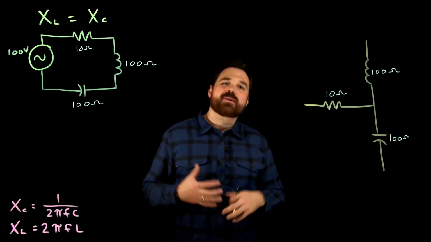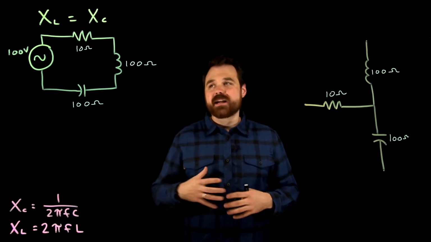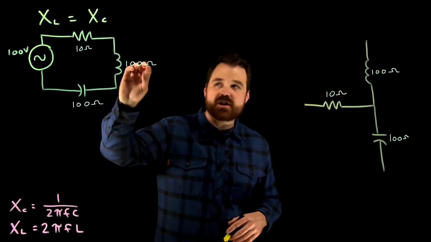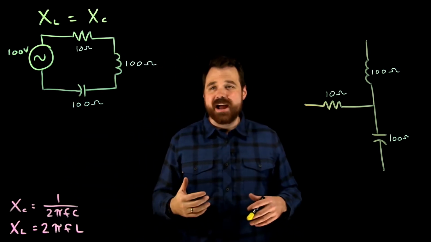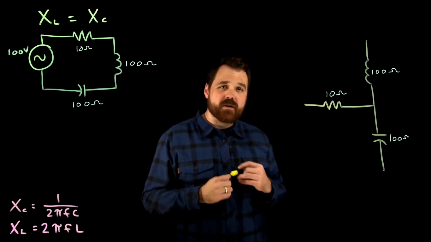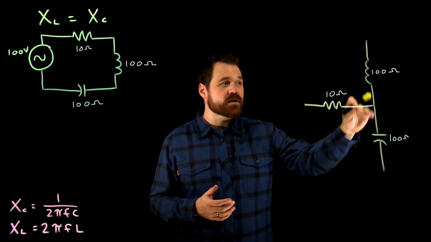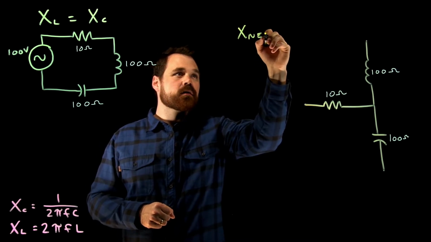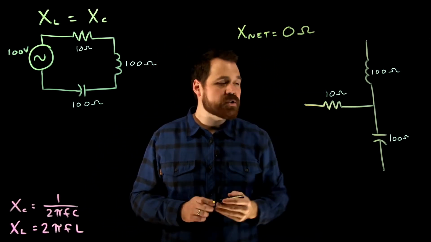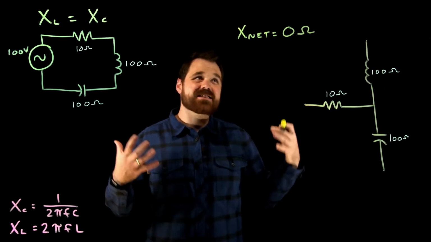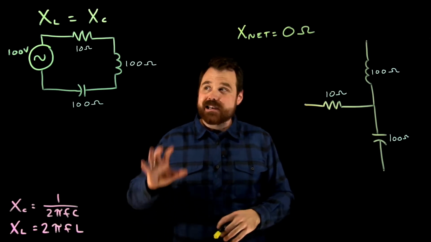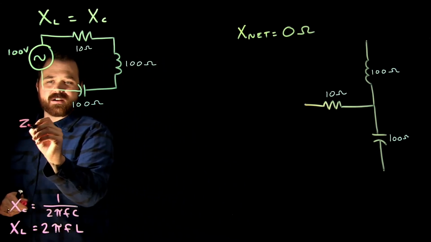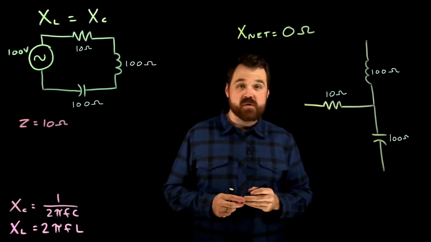Now what we know about XL and XC in series is they will actually cancel each other out. They're occurring 180 degrees apart. One of them is storing energy in the electromagnetic field, the other one's releasing from the electrostatic, and then vice versa. So they cancel each other out, which is gonna give us an X net of 0 ohms. So they 100% cancel each other out, right? Our X net is 0 ohms. Now in this example, that would mean that my Z, or my impedance, would actually only equal 10 ohms, okay?